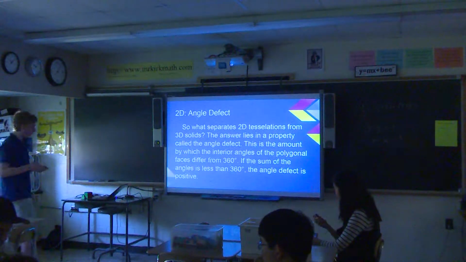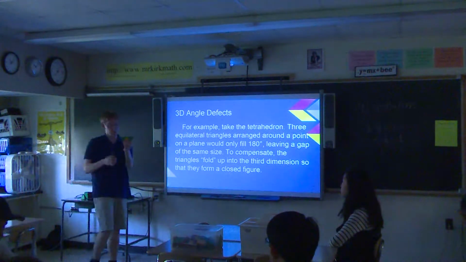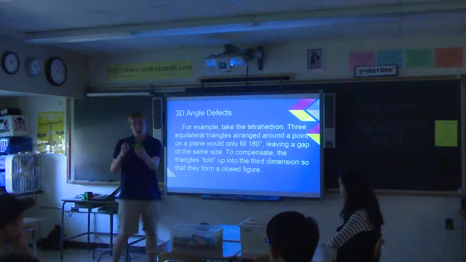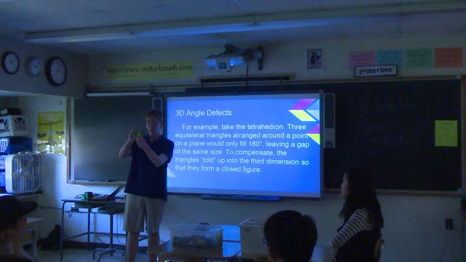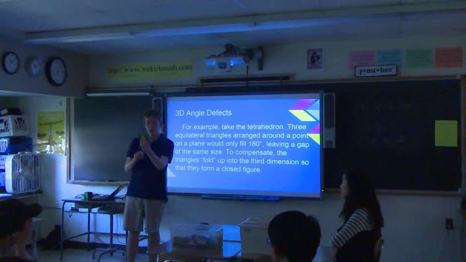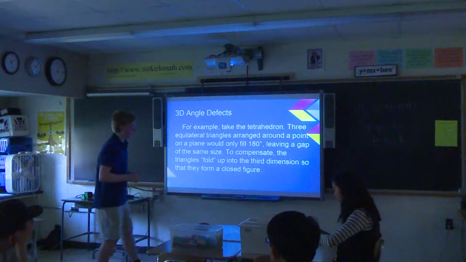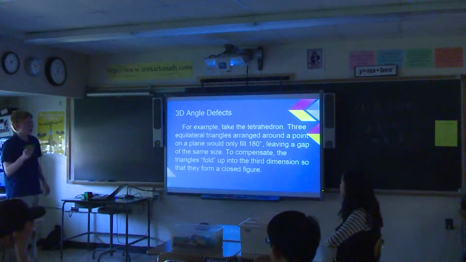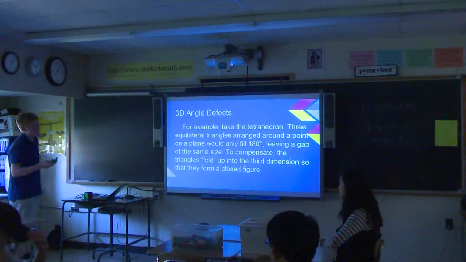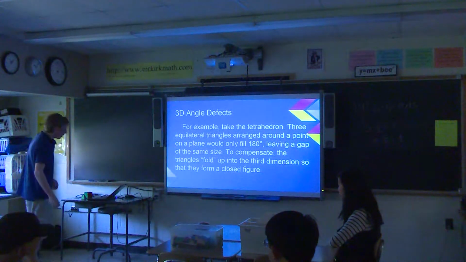But as you can see here, this is what you get when you're trying to make a tetrahedron. And so you have 3 triangles here. They add up to 180 degrees. But this space here is coincidentally also 180 degrees. These happen to fill it exactly halfway. So you've got an angle defect of the same size, 180 degrees. And so that's why the triangles fold up to compensate for that.